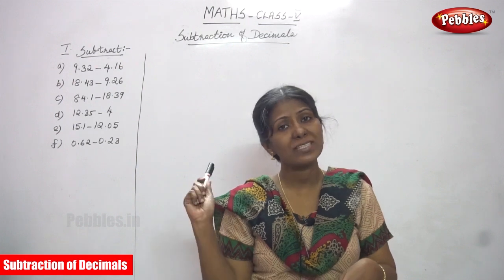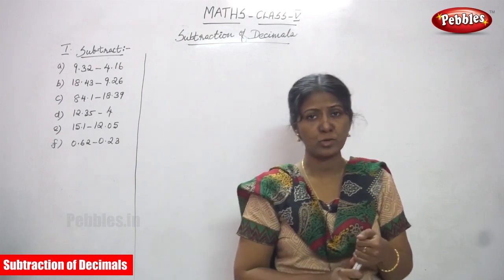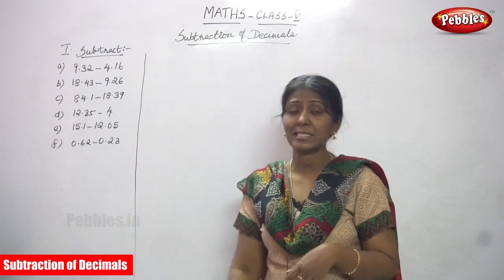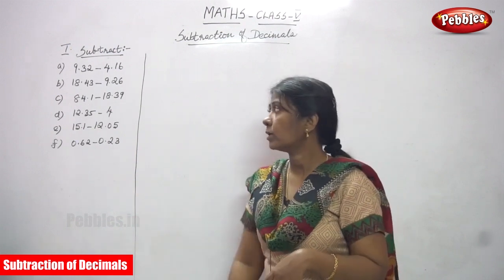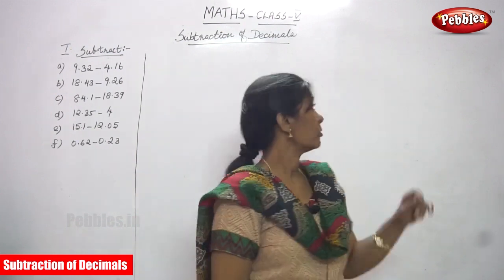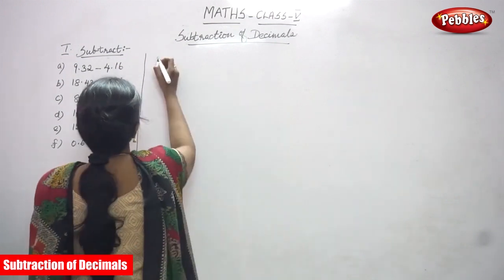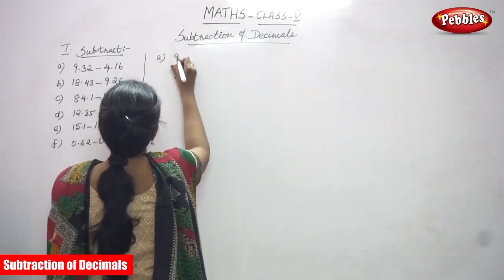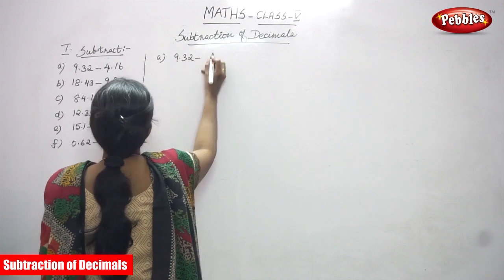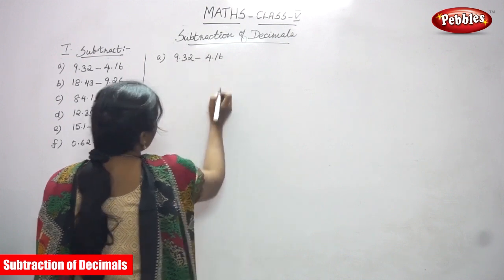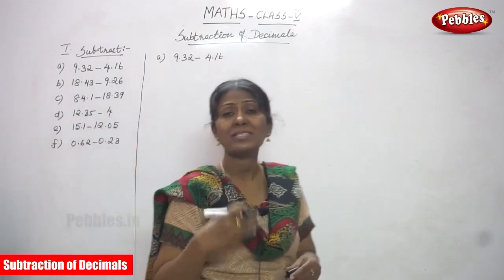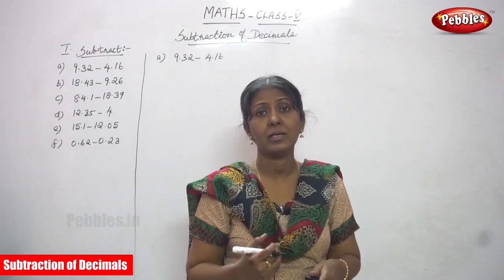Now we are going to see subtraction of decimals. The first question is to subtract. So we have to do some sums. The first question is A, that is 9.32 minus 4.16. So it's almost the similar pattern of what?